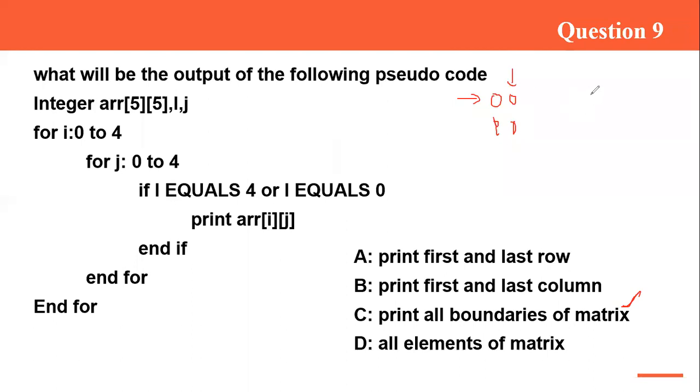And in the last row, i will be 4, because it is a 0 to 4 series. And in the last column, what will it be? It will be like 0,4, 1,4, 2,4, and so on. So j is 4. So i should be 0, j should be 0, i should be 4, and j should be 4. If any of these 4 conditions is true, we print the value. Everything is connected with or. Any one of them is true, we print it.